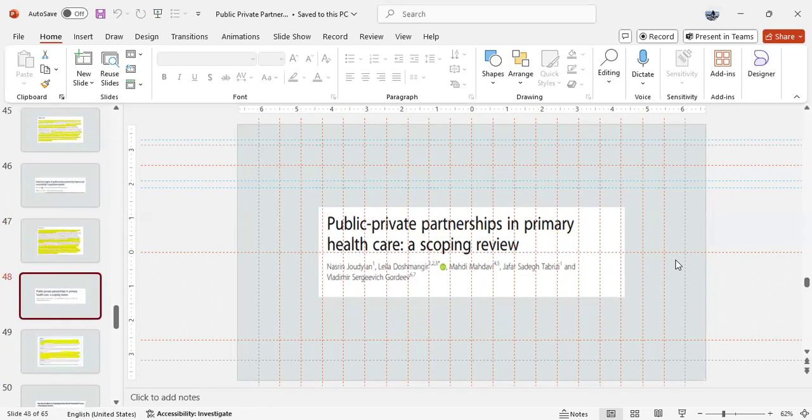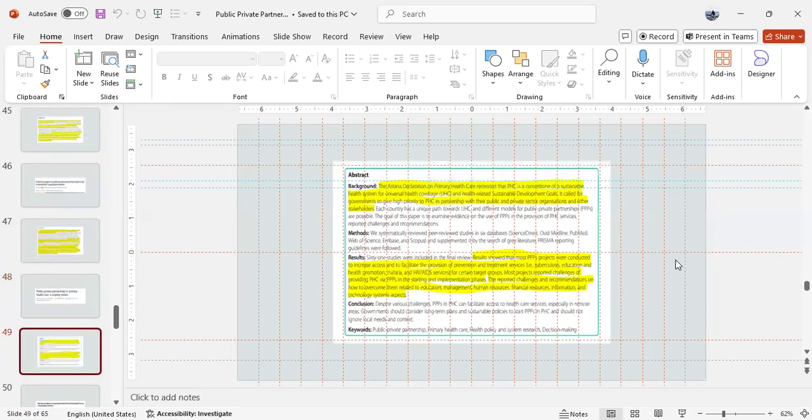Public-private partnerships in primary healthcare, a scoping review. The Astana Declaration on Primary Healthcare reiterated that primary healthcare is a cornerstone of a sustainable health system for universal health coverage and health-related sustainable development goals. It called for governments to give high priority to primary healthcare in partnership with their public and private sector organizations and other stakeholders. Results showed that most public-private partnership projects were conducted to increase access and to facilitate the provision of prevention and treatment services, that is, tuberculosis, education and health promotion, malaria and HIV or AIDS services for certain target groups.